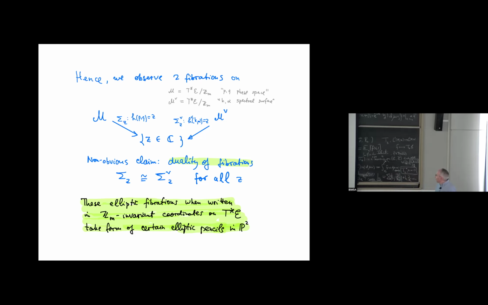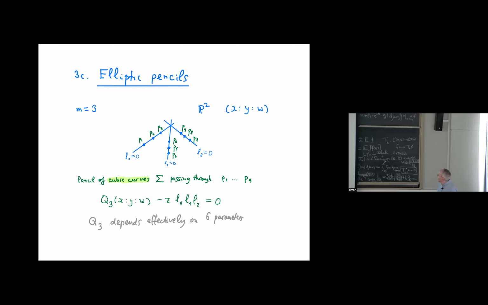Okay, and now to understand this vibration geometrically, you would like to work in invariant coordinates under this action of Zm. And it turns out that if you do that, then what you get are some nice elliptic pencils, which you can describe geometrically. And I'll give answers for m equals 3, 4, and 6, and then m equals 2 may be up to that.